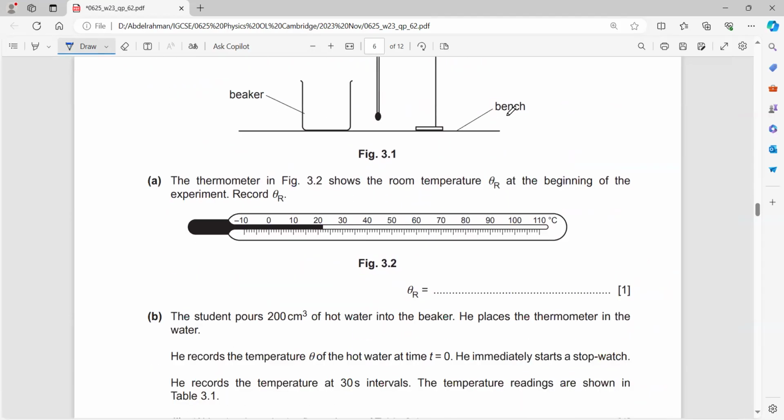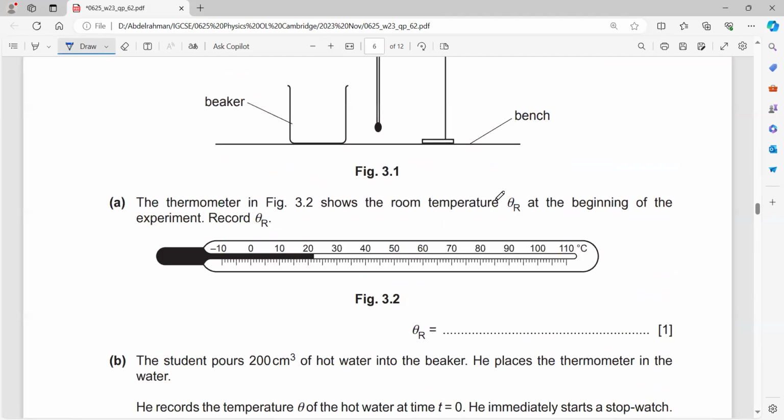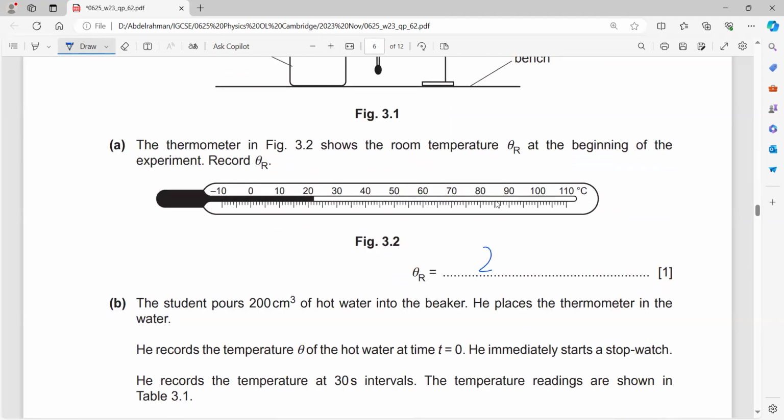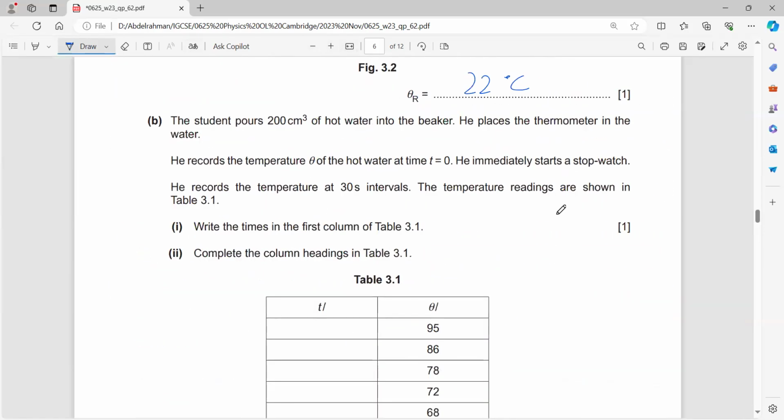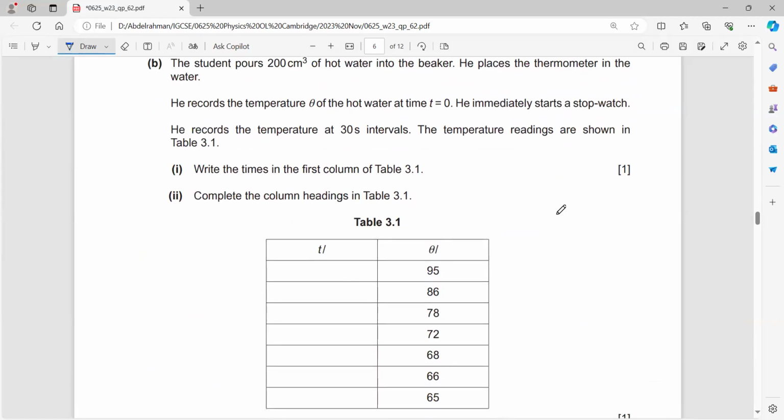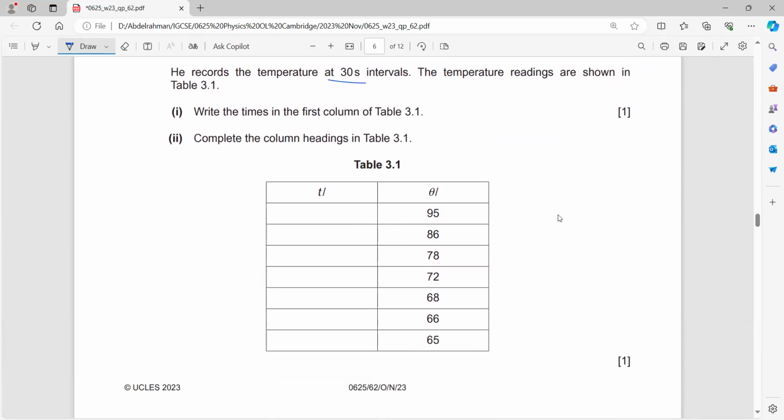I have a thermometer. Calculate the room temperature. What's the room temperature? 22 degrees Celsius. I have 200 centimeters cubed of hot water. He records the temperature at time 0. He immediately starts the stopwatch, with 30-second intervals. Can I complete the column headings? We start from 0 up to 180: 0, 30, 60, 90, 120, 150 and 180.